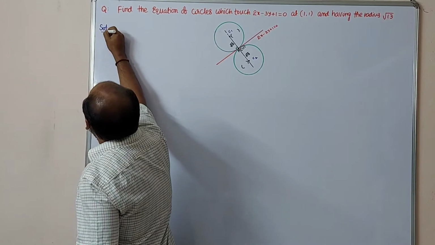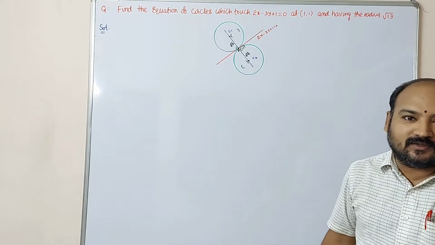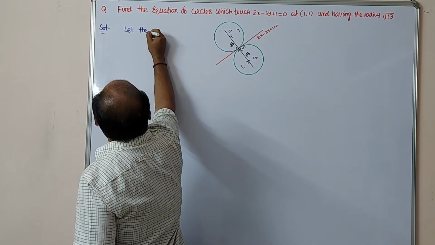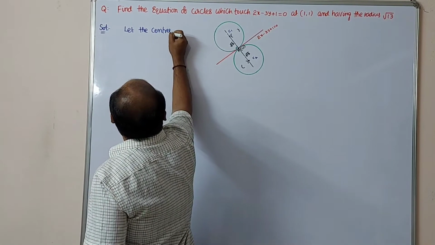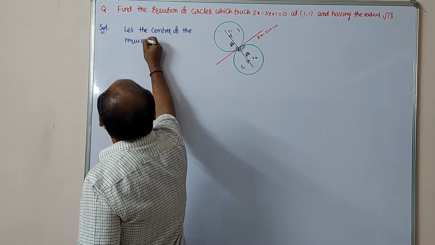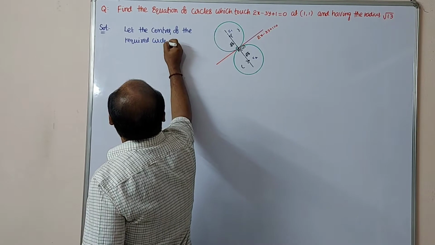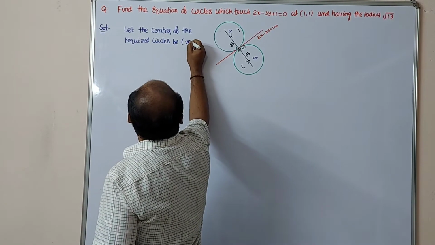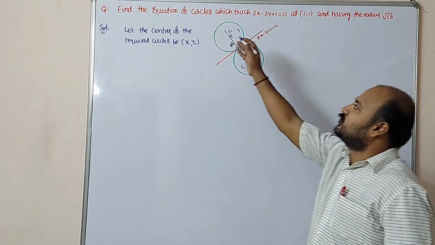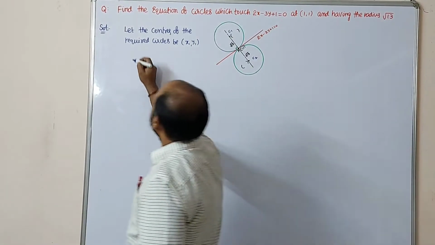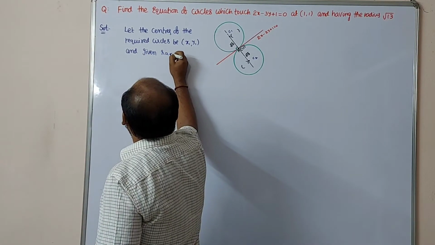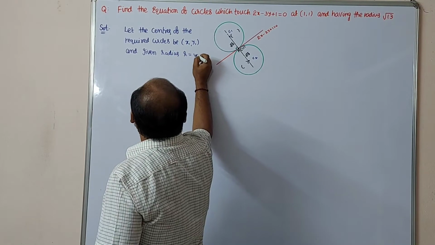In the solution step, find the equation of circles. Let the centers of the required circles be (x1, y1). I am assuming it is either this one or this one. And the given radius r is equal to root 13.